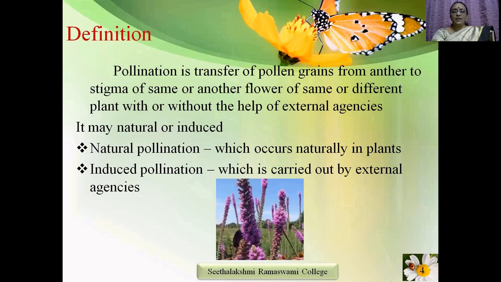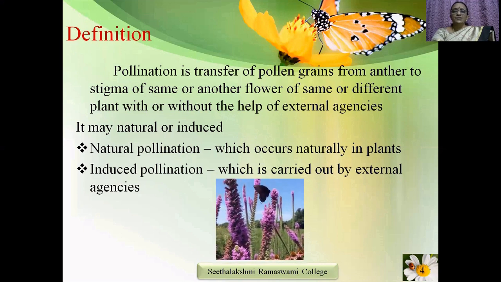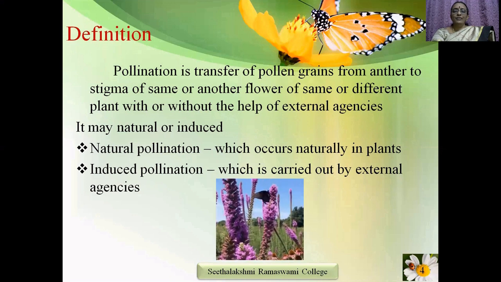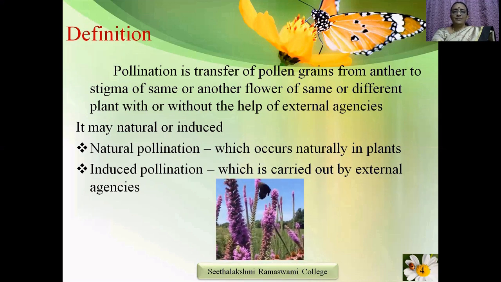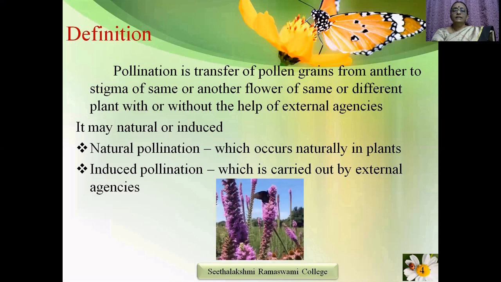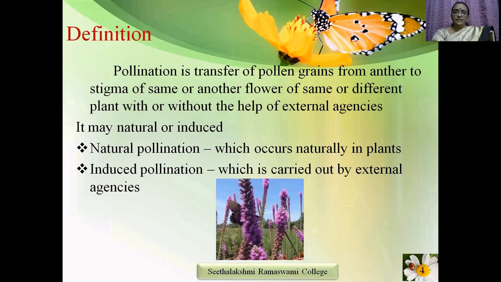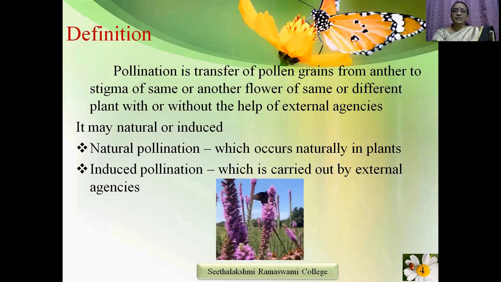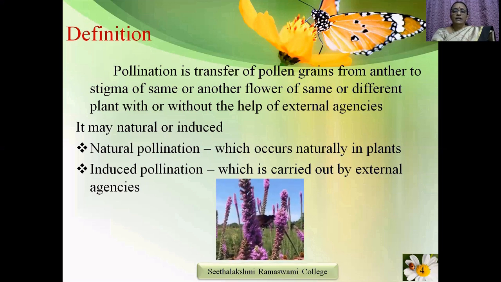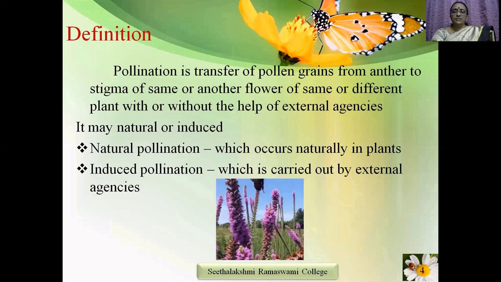Pollination may be natural or induced. The natural pollination consists of the transfer of pollen between the male and the female organs of the flowers without the intervention of the external agencies. When the external agencies help in transferring the pollen to the stigma, it is called induced pollination.